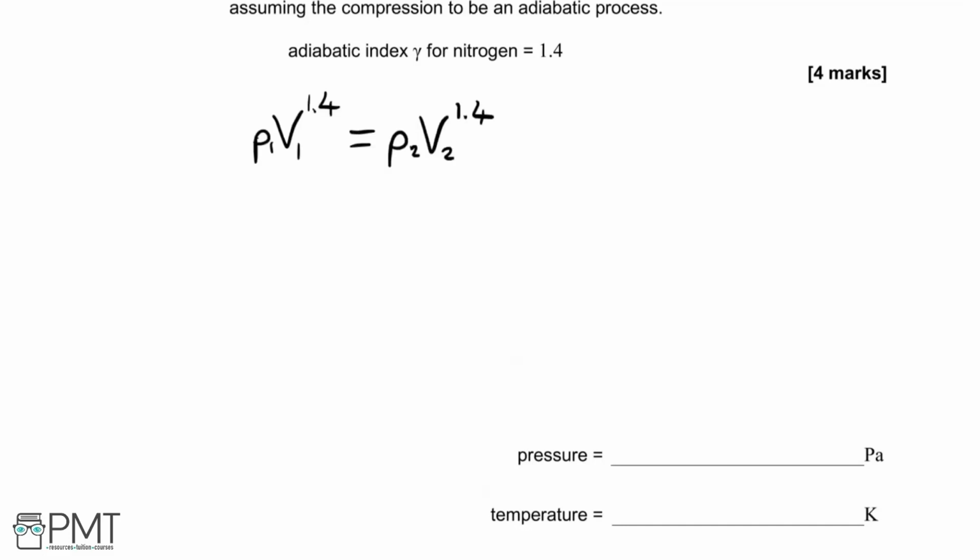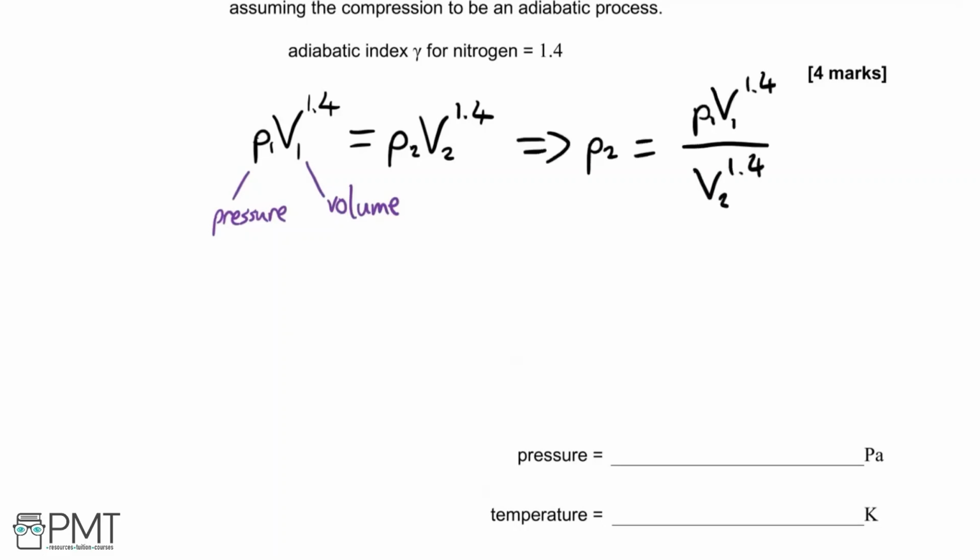Now we've got the product of P and V to the power of 1.4 in each case, before and after. You'll notice that that adiabatic index of 1.4 is the power that we put onto the volume. So let's just add some labels. The first thing that we need to do is use this formula to calculate the pressure. So let's rearrange to make P2 the subject. And then it's just a case of substituting in the values.